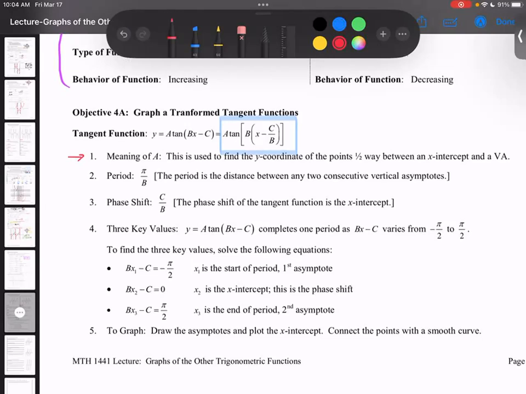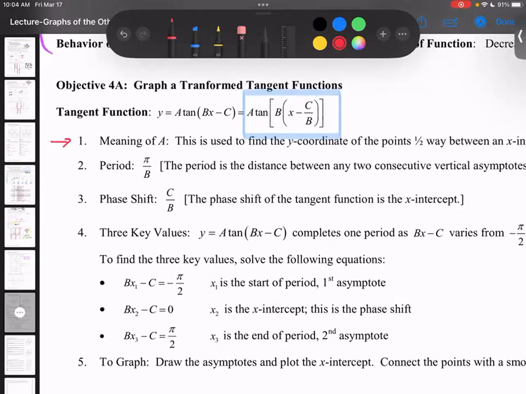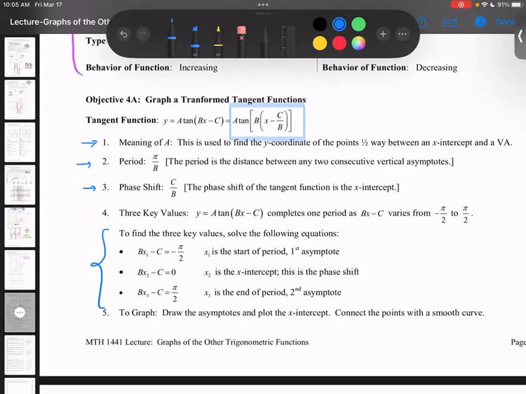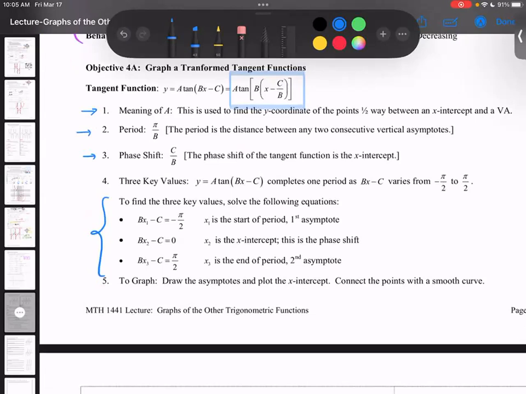The period, remember the period of tangent is pi, right? So the period is pi divided by b. And we talk about this: the period of a tangent is the distance between any two consecutive vertical asymptotes. Phase shift, let me use blue. I like blue. Phase shift is c over b. For the tangent function, phase shift is the x-intercept. And then the three key values, we'll come back to that.